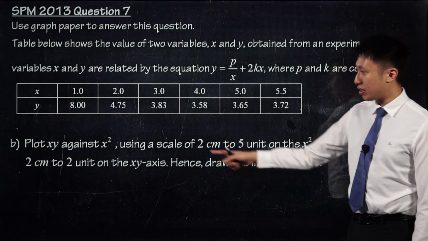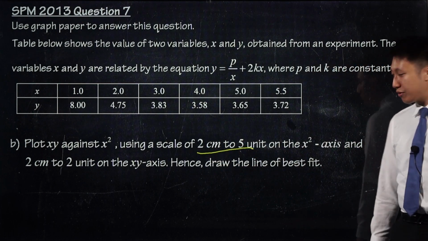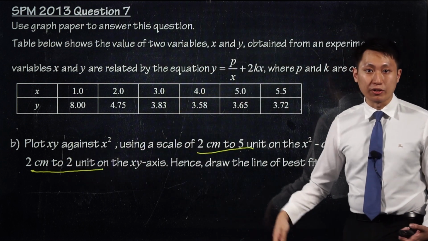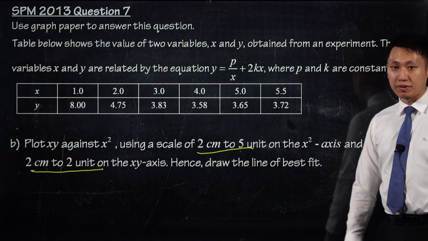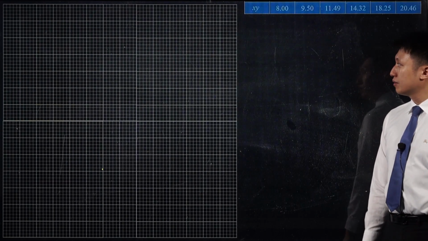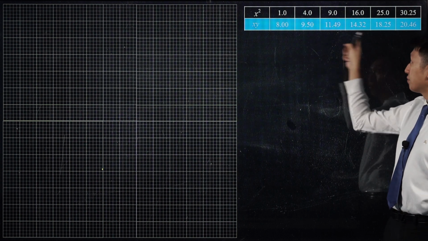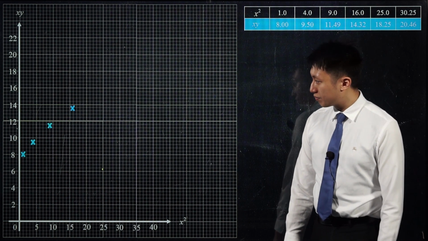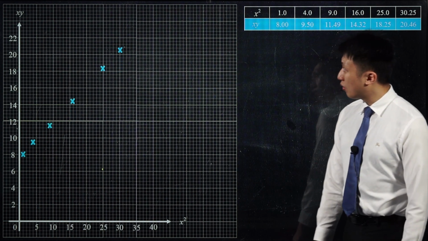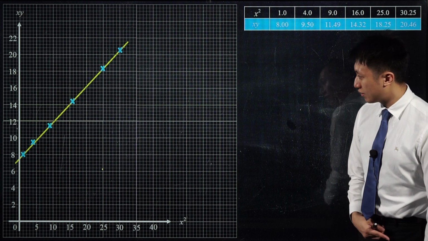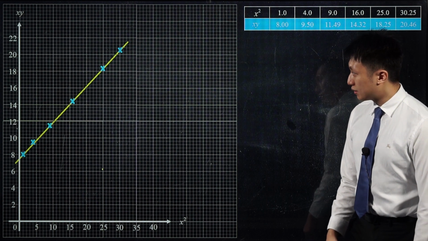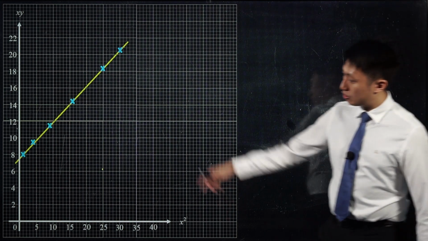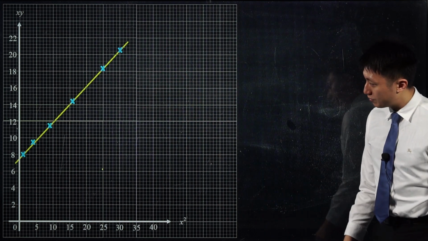Okay, this one you want to plot with this scale, 2 cm to 5 units, and also 2 cm to 2 units here, meaning 1 cm to 1 unit. Hence draw the line of best fit. Do it here. Then we draw it. Okay, draw it. So we have this one, and we join them. Okay, we can see very clearly.